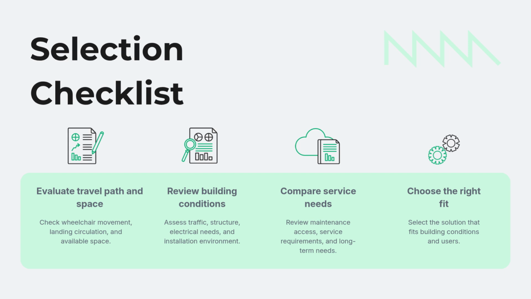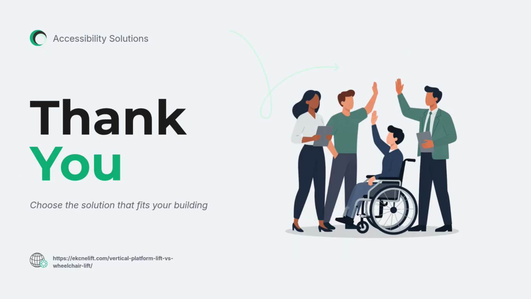Before selecting an accessibility lift, evaluate the travel path, available space, wheelchair movement, building traffic, installation conditions, maintenance requirements, and long-term accessibility needs. The most important rule is, do not choose the equipment first. Choose the accessibility solution that fits the building and the users.